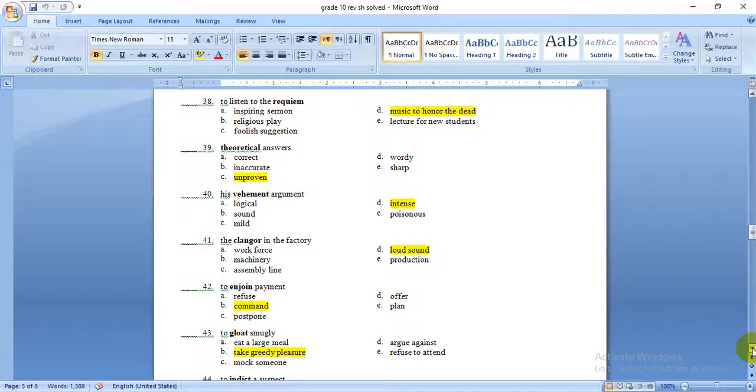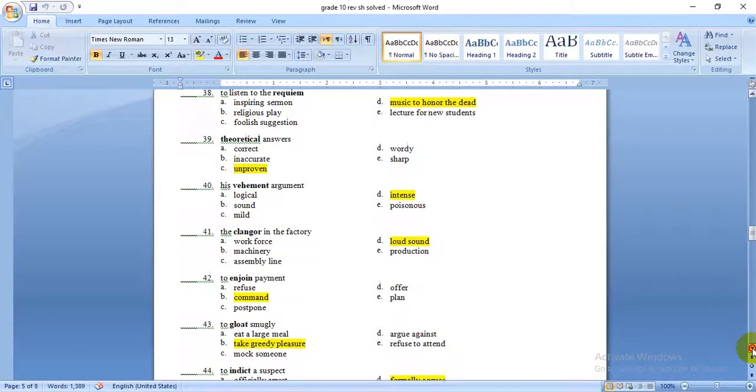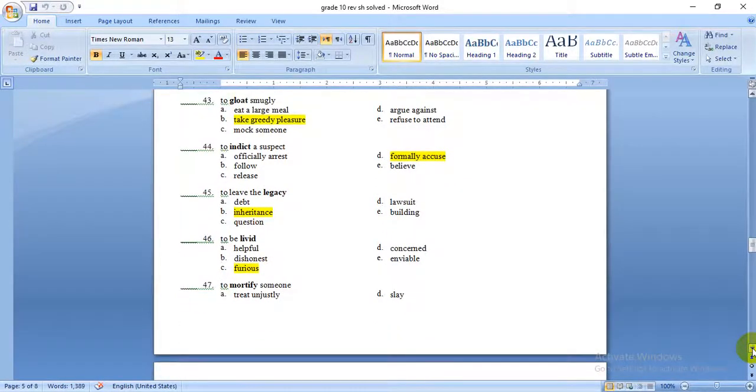41, the clangor in the factory. Is it workforce, machinery, assembly line, loud sound, production? And the right answer is D, loud sound. So clangor means loud sound. 42, to enjoin payment: refuse, command, postpone, offer, plan. And enjoin means command. So B. 43, to gloat smugly: eat a large meal, take a greedy pleasure, mock someone, argue against, refuse to attend, and the right answer is take greedy pleasure. So B. 44, to indict a suspect: officially arrest, follow, release, formally accuse, believe, and indict a suspect means formally accuse him.